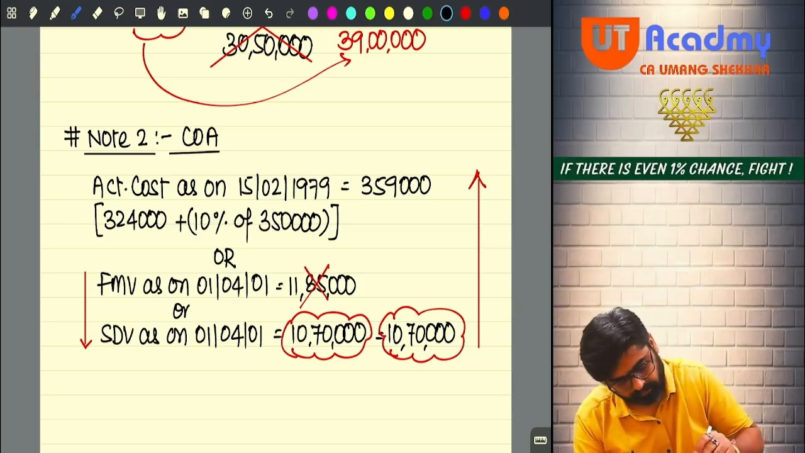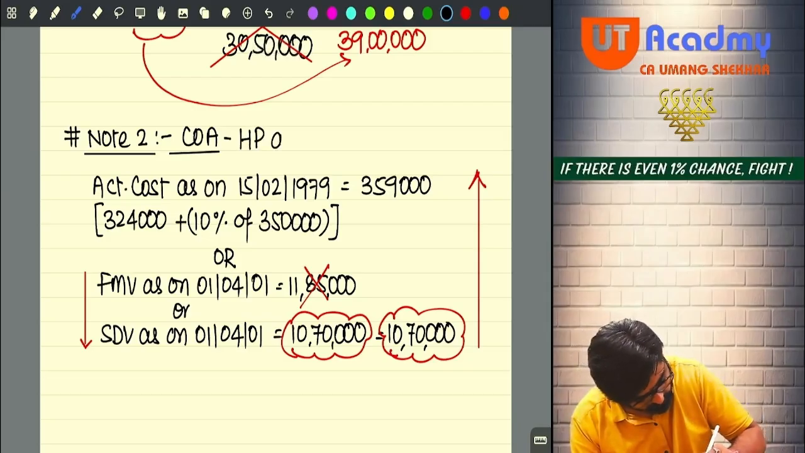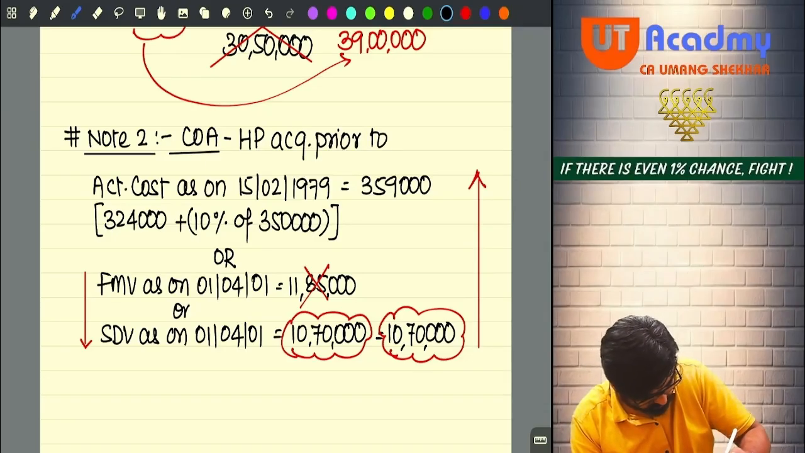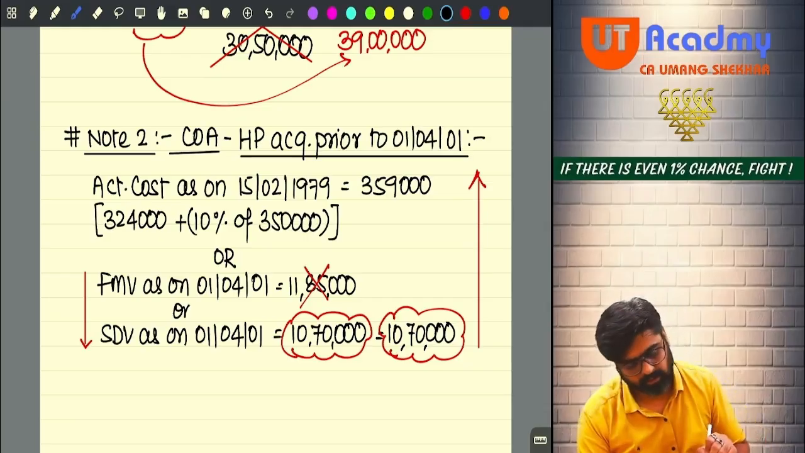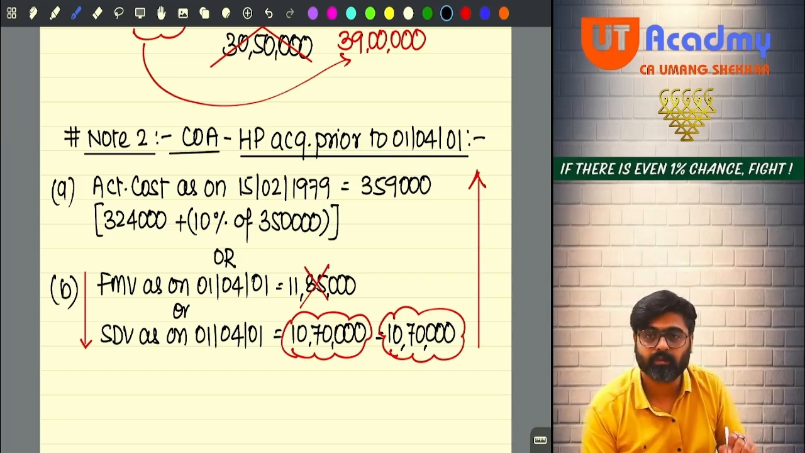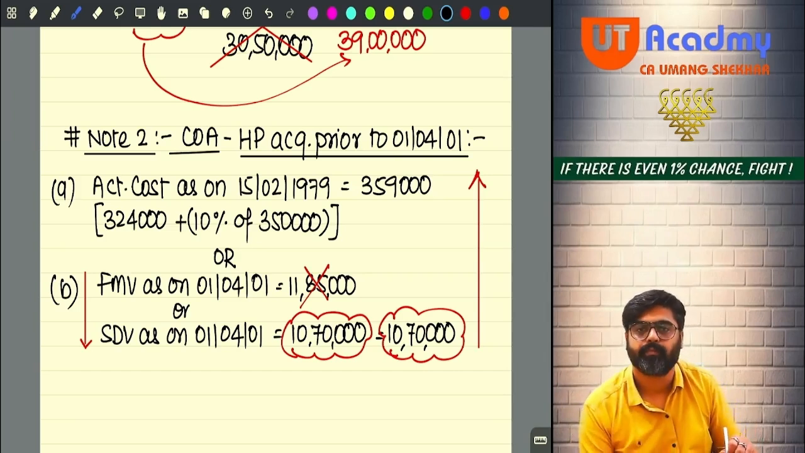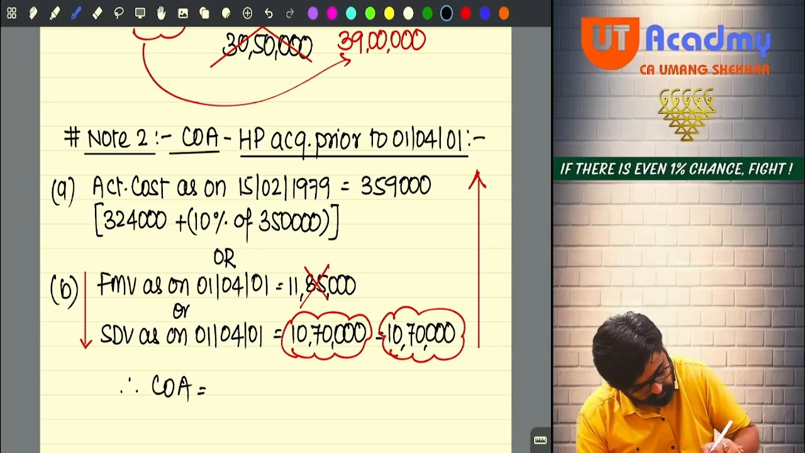Why have you done this? House property acquired prior to 1st April 2001. For these types of house properties, you determine the cost like this. This is your A, this is your B. A or B, whichever is higher. Done, sir? Therefore, cost of acquisition will be 10,70,000.